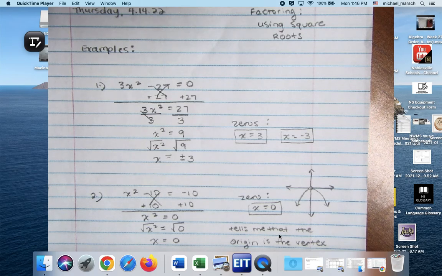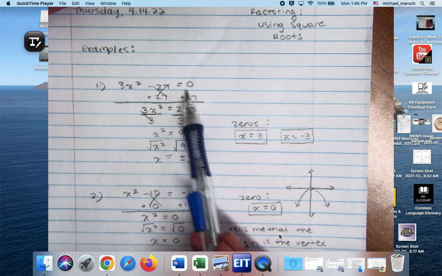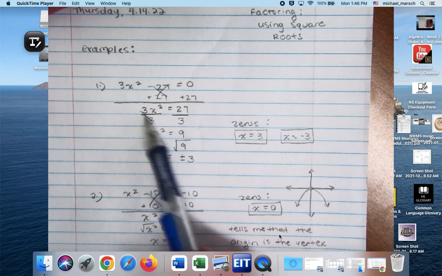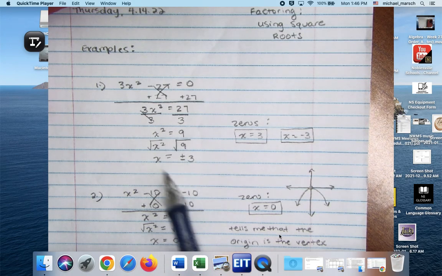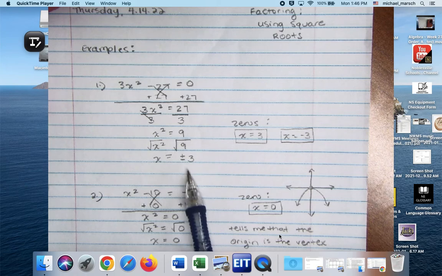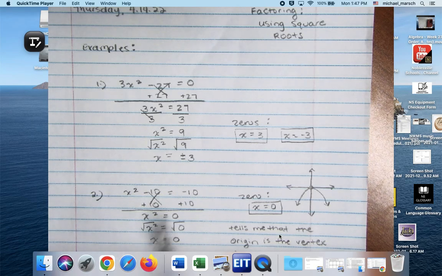Okay. So we talked about using square roots. You would get the x squared term by itself, and then take the square root of x squared. Who can tell me why this is plus or minus 3? Who remembers why? Because it could be a negative 3. Yep, when you multiply a number times itself, if it's negative, you're still going to get a positive, right? So that's why this answer has to be plus or minus 3.